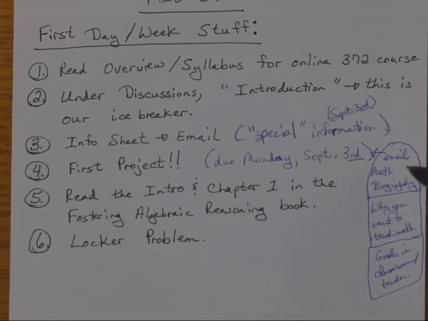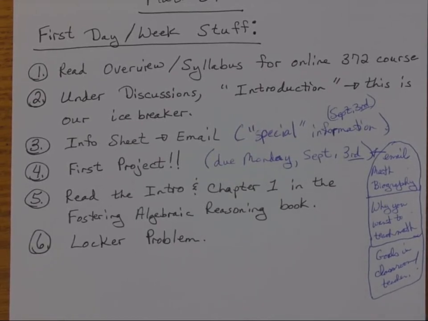So you should give me your math biography, why you want to teach math, and what are your goals in the classroom as a teacher. Together, that should give you a pretty good sized response. If you send me one sentence on this, I'm likely to email you back and say you haven't completed the project. So at least one or two sentences on each one of those should make you a pretty good paragraph or a page, half a page, whatever. But 1, 2, 3 sentences, and I'm likely to send that back.